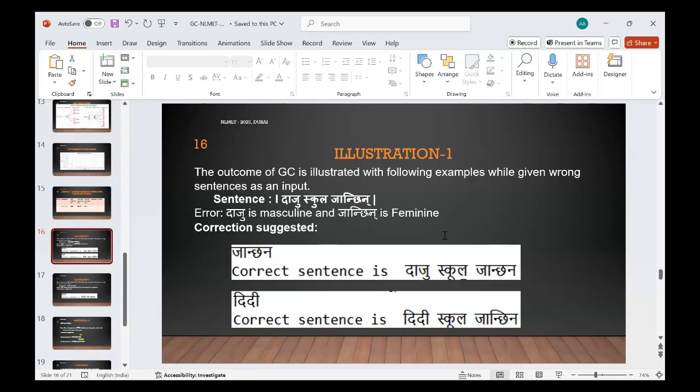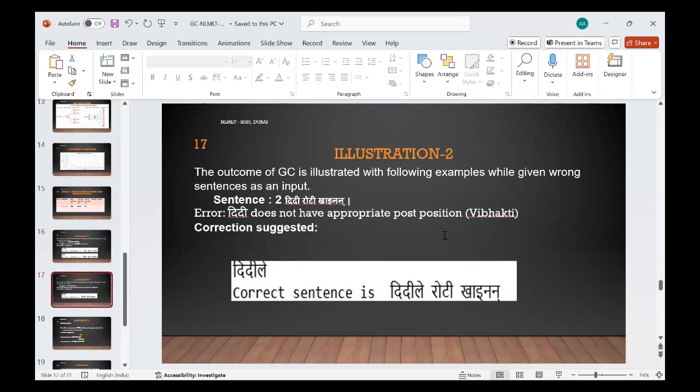The other possibility of getting the corrected sentence is if we replace Daju, meaning brother, with the corresponding feminine version, that is sister, Didi. So Didi school Janchin. If you use a feminine noun, then the current verb Janchin is okay. So this is how we have identified and overcome the basic problems of the grammar of Nepali.